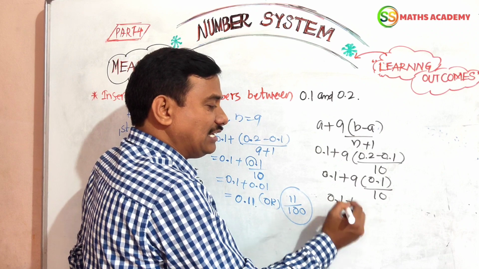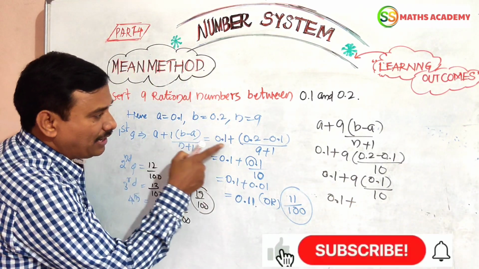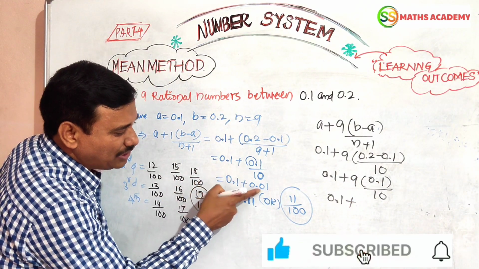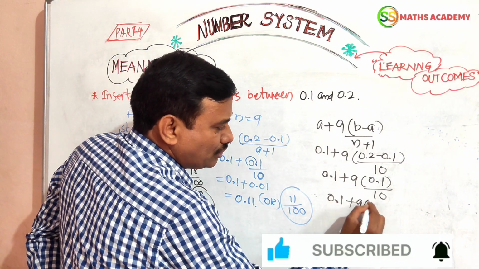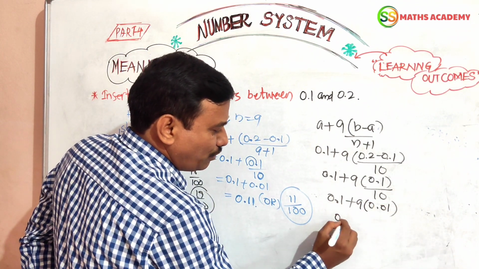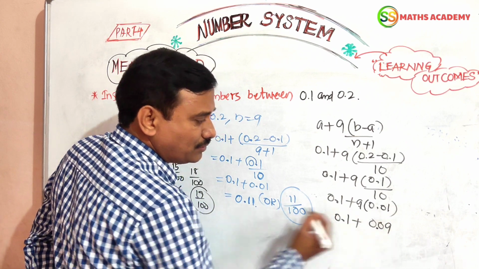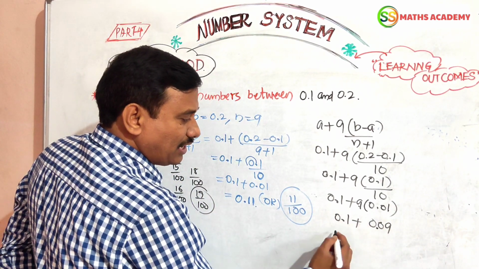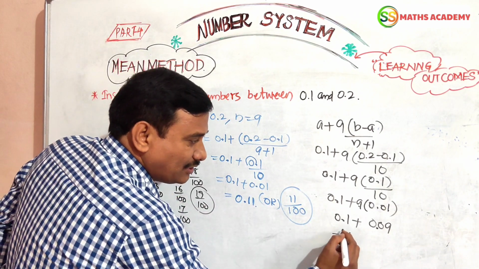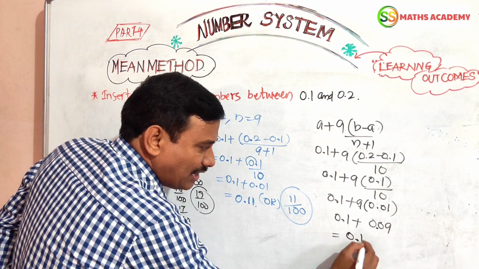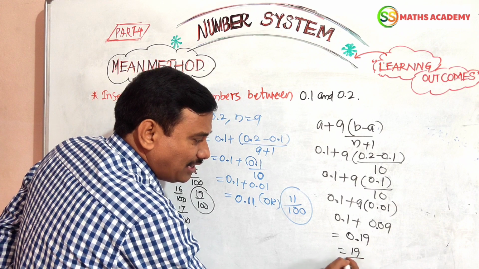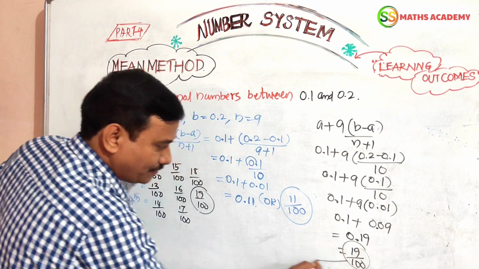I told you very clearly, 0.1 by 10 is nothing but 0.01. 9 times 0.01, that is 9 ones are 9, move the point 2 places back, 0.09. Adding 0.1 and 0.09 gives 0.19, which is nothing but 19 by 100.